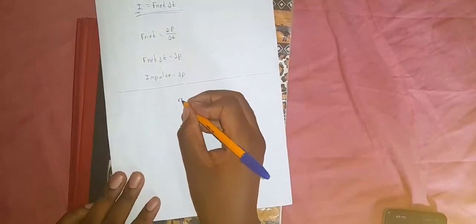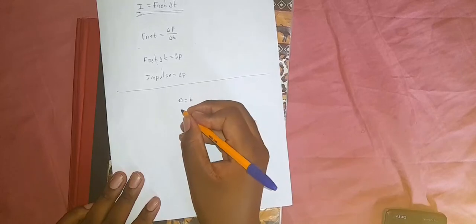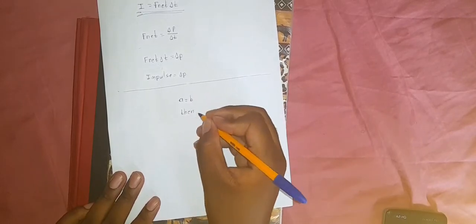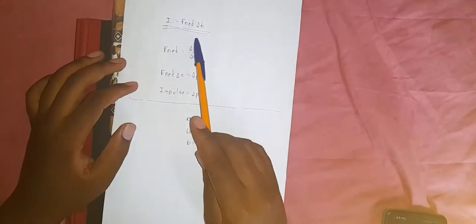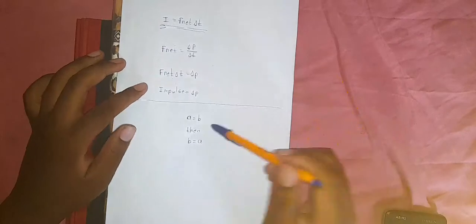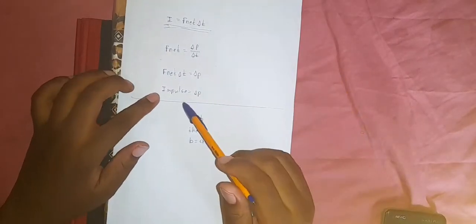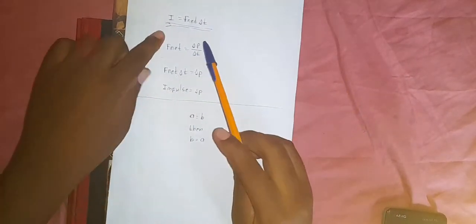One other thing that most students forget is that, mathematically speaking, if A equals B, then B equals A. That means where I see F net times change in time, I can replace it with an impulse, and where I see impulse, I can replace it with F net times change in time. So according to the information that you are given, you can use either equation.